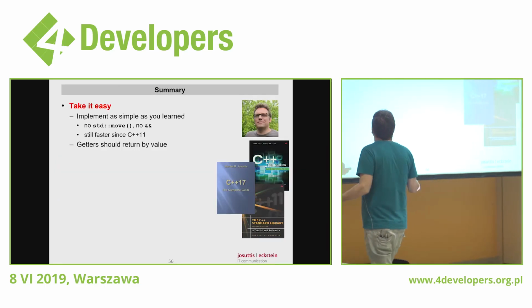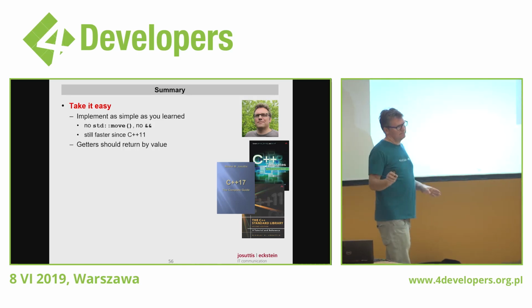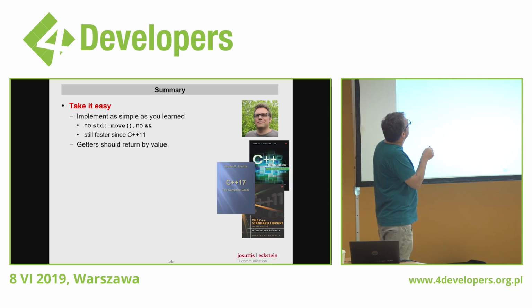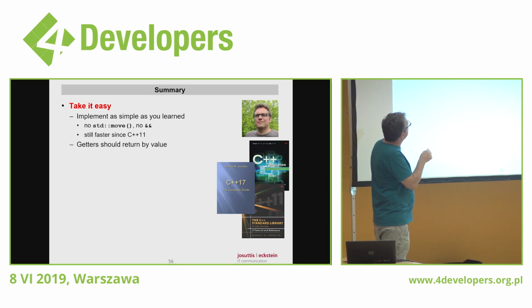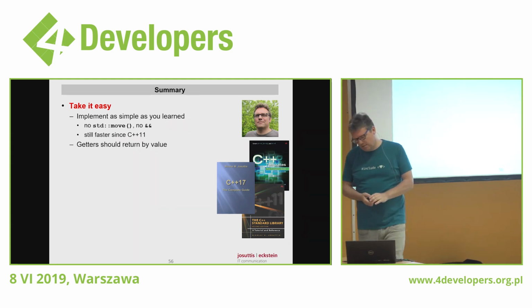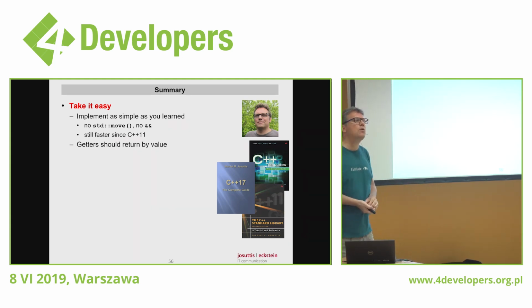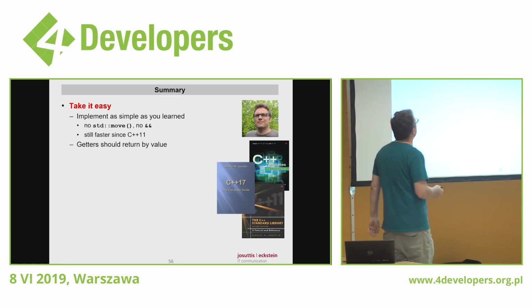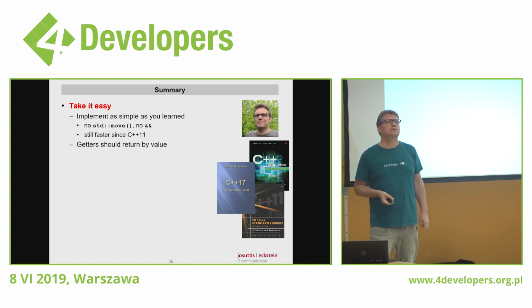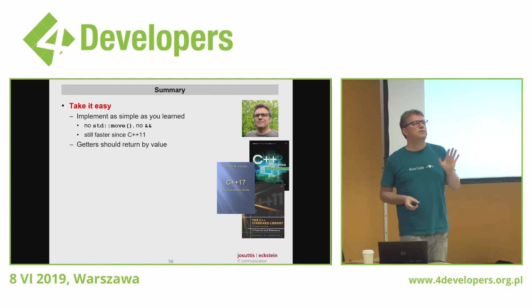So, summary. Take it easy. Implement as simple as you learned. No std::move, no two ampersands. This still got faster with C++11 because under the hood, in many cases, Move Semantics is used. And getters should return by value. Don't trust people who tell you something different.